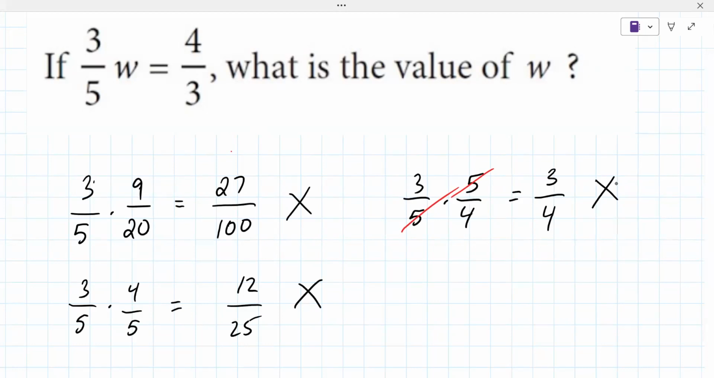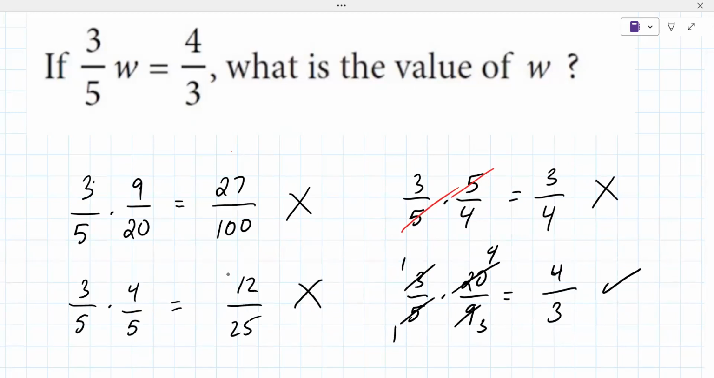It's D because none of the other ones work. That assumes that you've done it correctly, like you've correctly put all these in. The answer is D. So let's talk about why. So 20/9. See how 20 goes into 5 four times, and 3 goes into 9 three times? 1 times 4 is 4. 1 times 3 is 3. Yep, that was your correct answer.